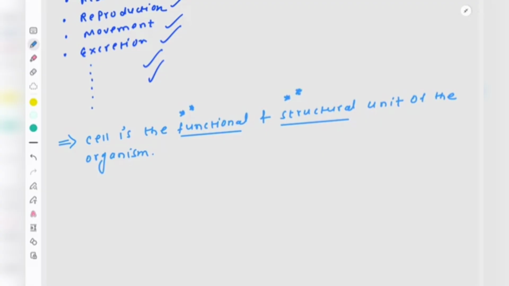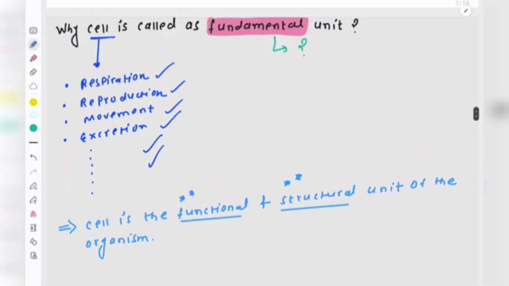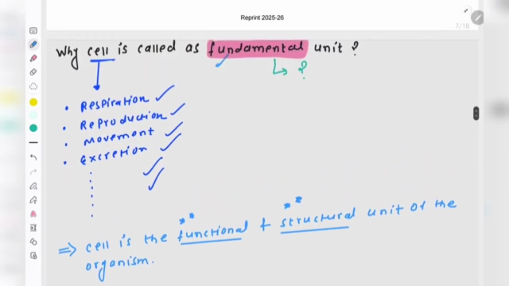structure. Make sense? Okay, so whatever organism we are talking about, ultimately if they are living organisms, they are made up of cells. So that's why cells are called the functional and structural unit of the organism at the same time, because they perform all these functions which are required for survival.